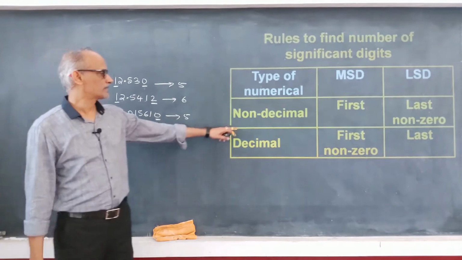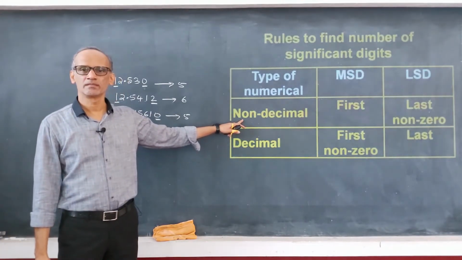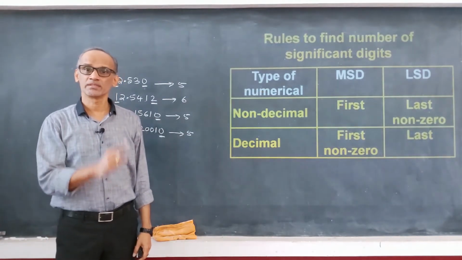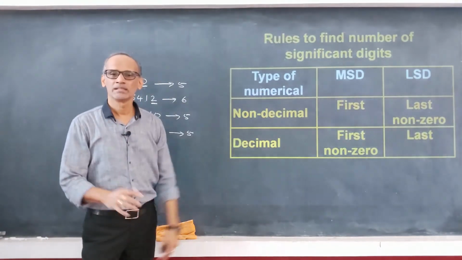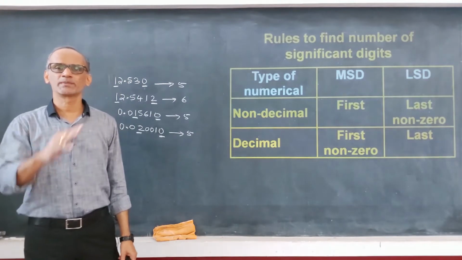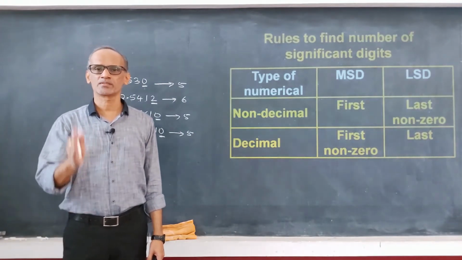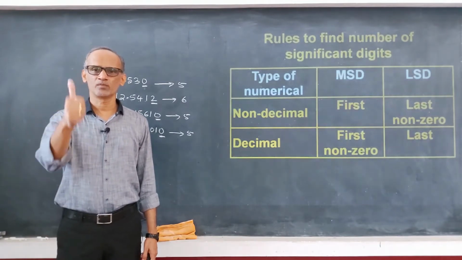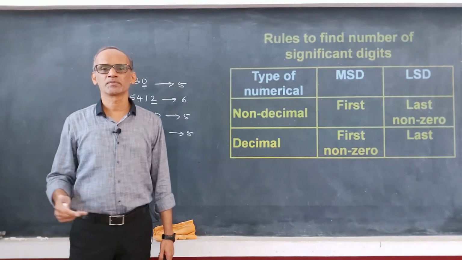With the non-decimal, the last digit has to be a non-zero digit, the last non-zero digit. But here, it has to be the last digit, irrespective of whether it's a 0 or non-zero. It has to be the last digit only. I hope you understood identifying the most, the least, and the total number of significant digits.